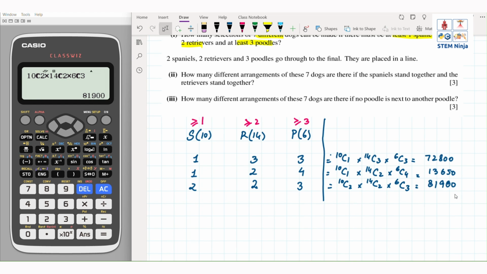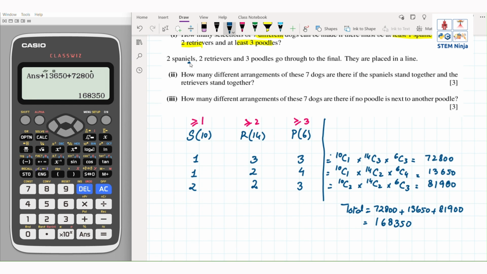81900. Now we add them together. So total would be 7800 plus 13650 plus 81900. So answer, plus 13650 plus 72800. So 168350.